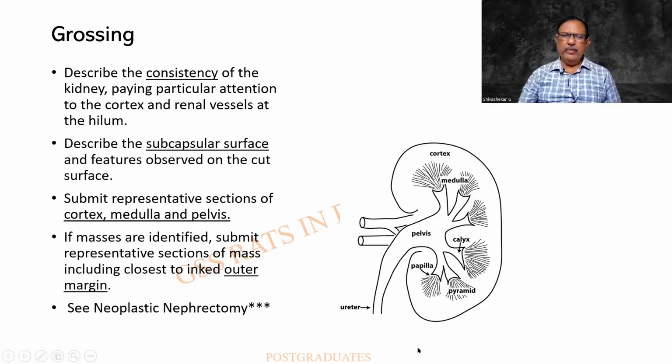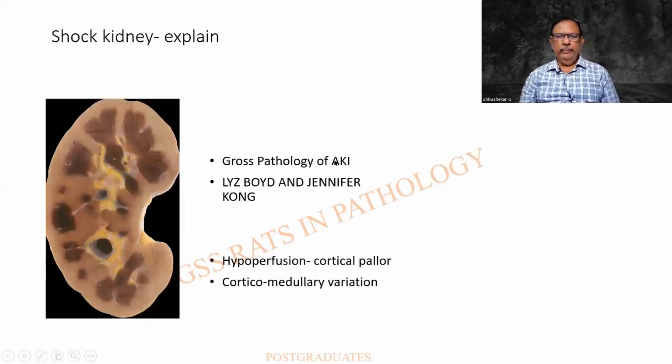This diagram is just for a recollection of the cortex, medulla, the pelvicalyceal system, and the renal artery and renal vein. Now, in this condition, what are we seeing? The shock kidney diagnosis is there. But if you do get such a specimen, what are you going to explain? Or what do you see?